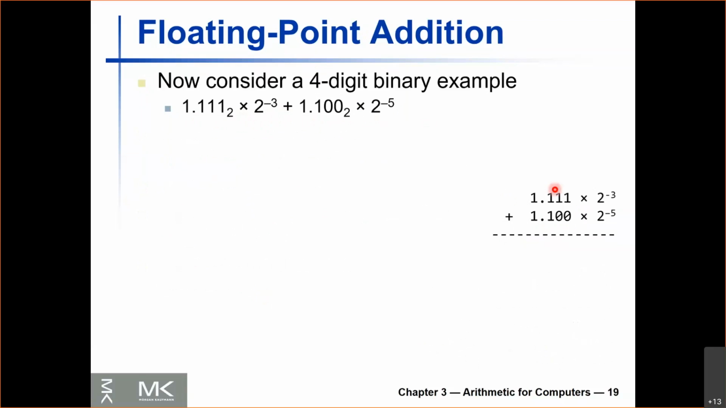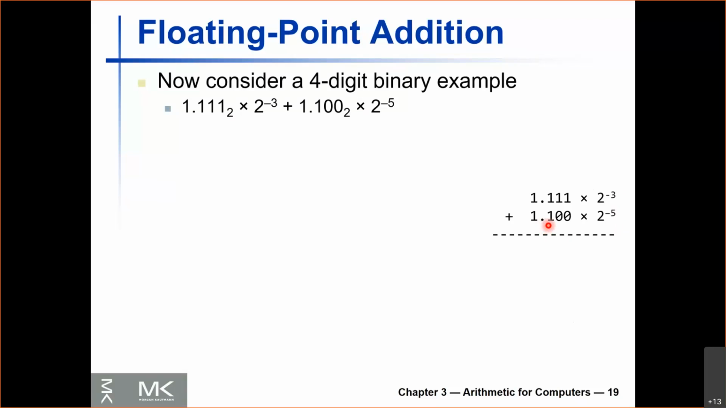So now, can I add these two numbers? I can't add them because they don't have the same exponents. So what do I need to do? It's the same procedure that we did with decimal. What do we do first so that we can add them? We need to align the decimal point. Exactly. We need to align the two numbers. How do we align the numbers?